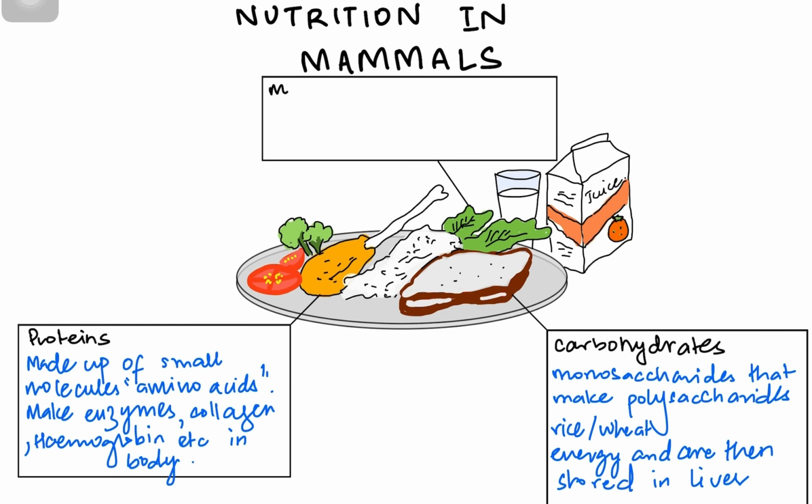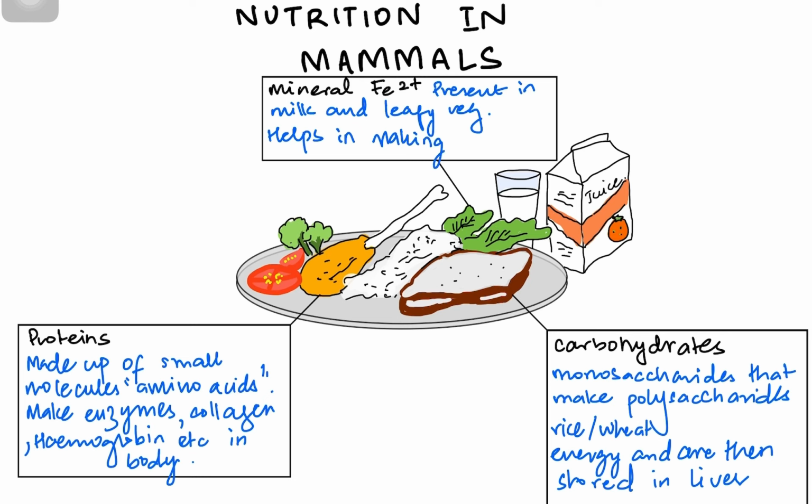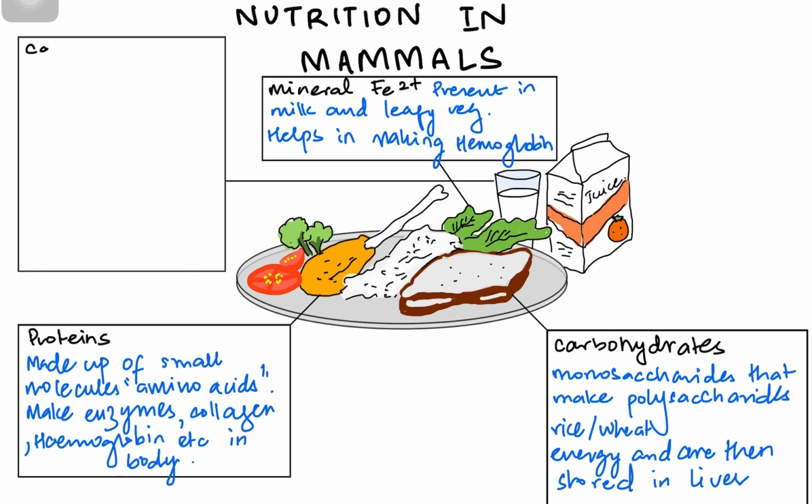There are important minerals in our body which we need constantly. You can hear people saying we have mineral deficiency, so that's also dangerous. An important mineral is iron, which is present in milk and leafy vegetables like celery, like broccoli. It helps in making hemoglobin. So if people have iron deficiency, it's probably that they're going to be suffering from anemia, which is a blood disorder.